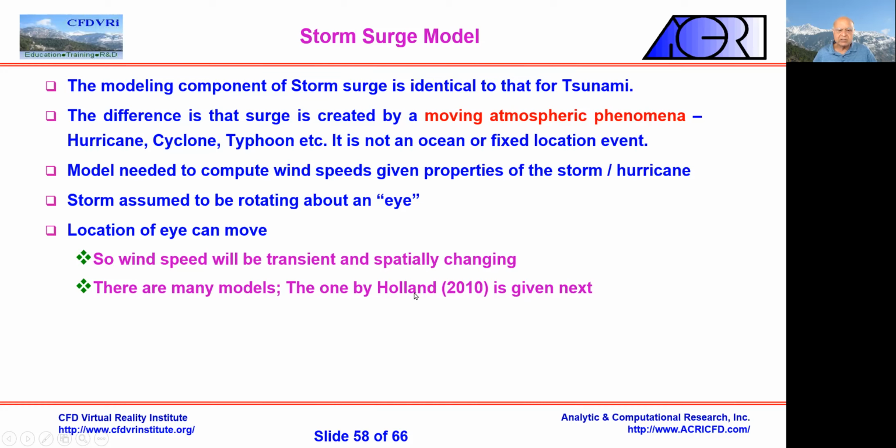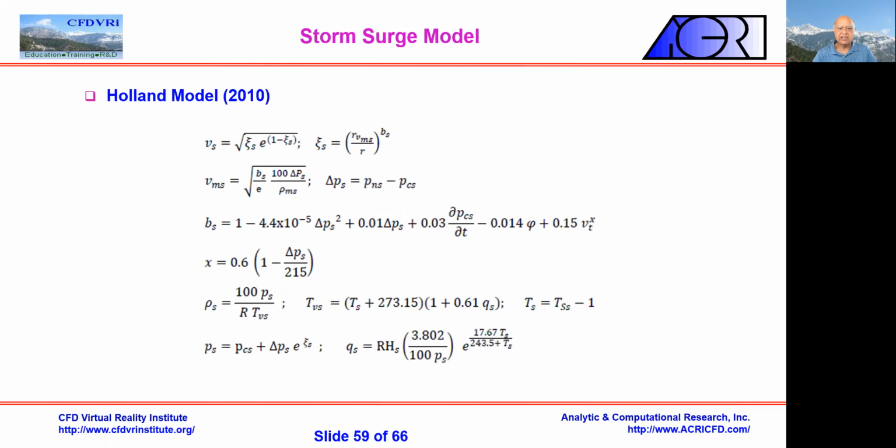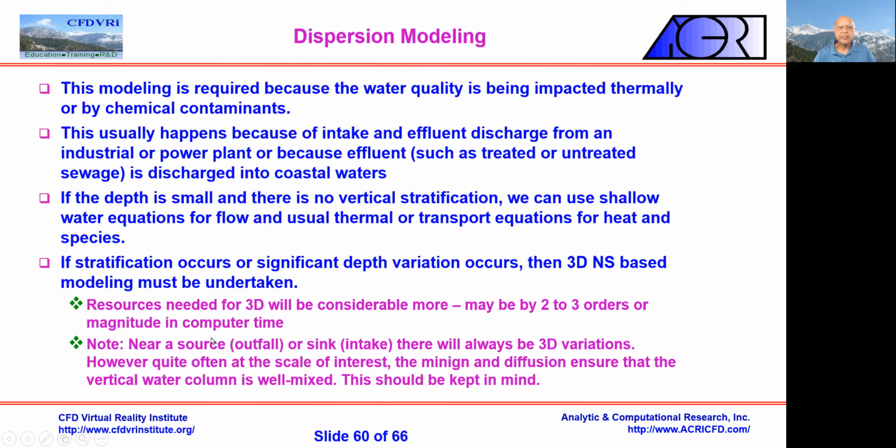So there are many models to generate, for example, these ice and the hurricanes. And this, for example, is one model of Holland, which tells you how these things move and what happens to the hurricane.